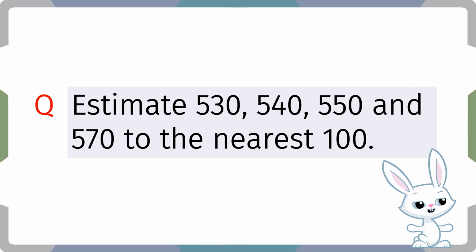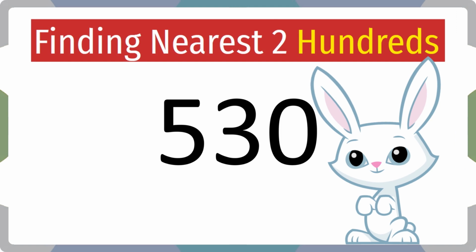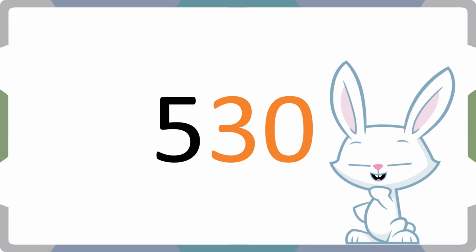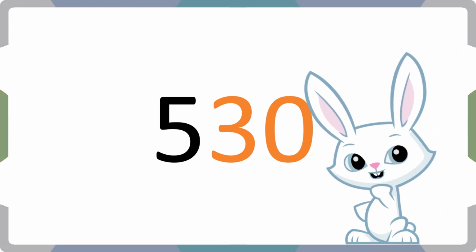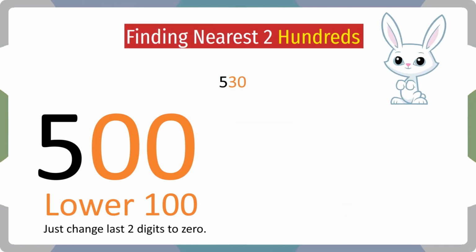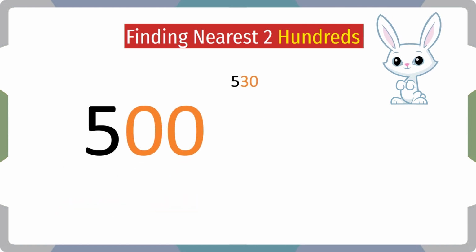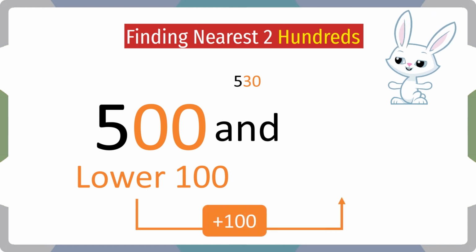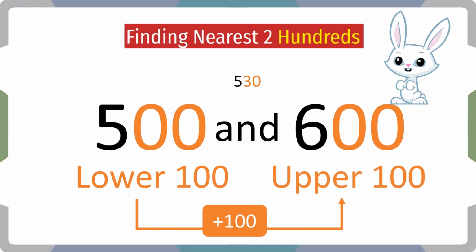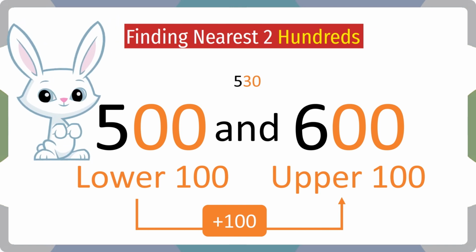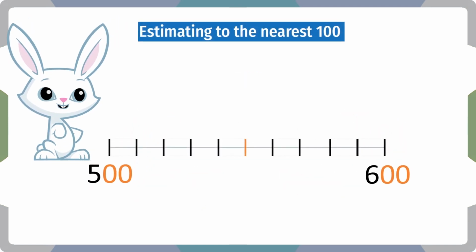Let's take the first number 530. Let's take the last two digits. Changing the last two digits to 0, we get the lower hundred, which is 500. Adding 100 to this lower hundred, we get the upper hundred, which is 600. So we get the lower and upper hundreds.